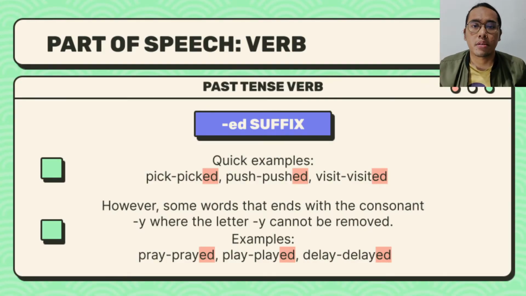Second is the addition of the letters ed in the past tense of verbs. Words like picked, pushed, or visited are simple examples of it. However, there are some words that end with the consonant y where the letter y cannot be removed, such as the words played, prayed, and delayed.